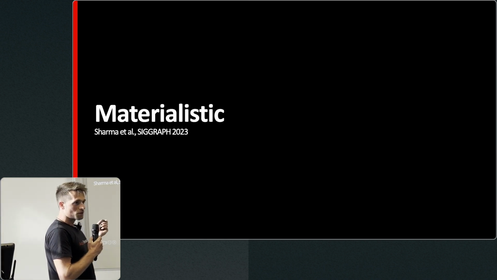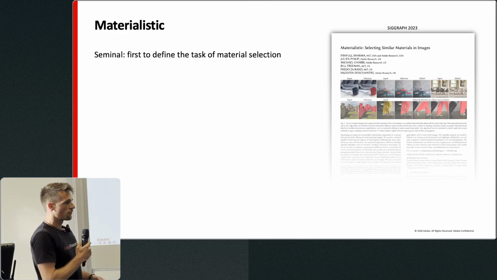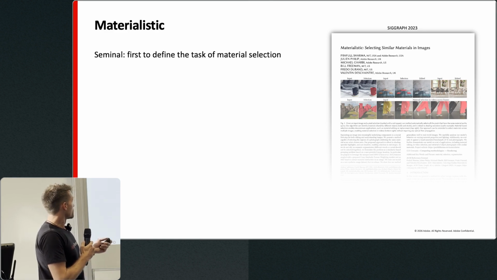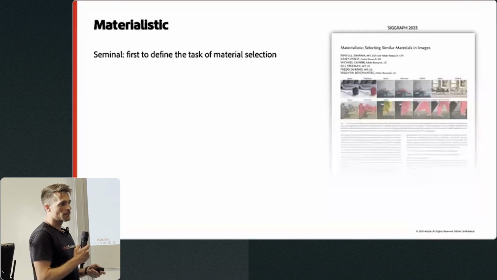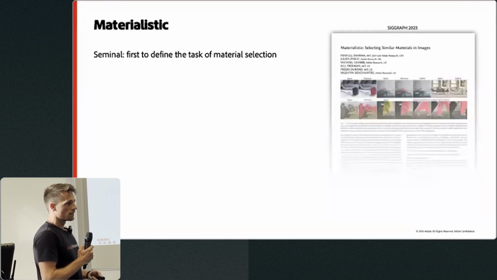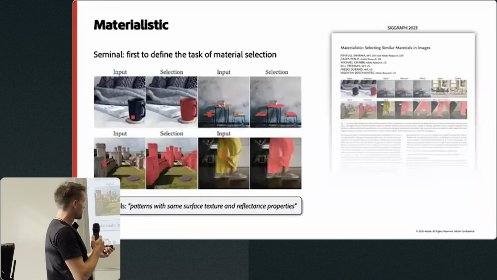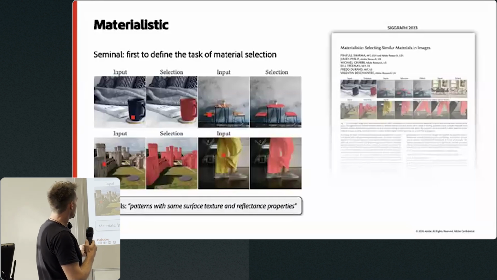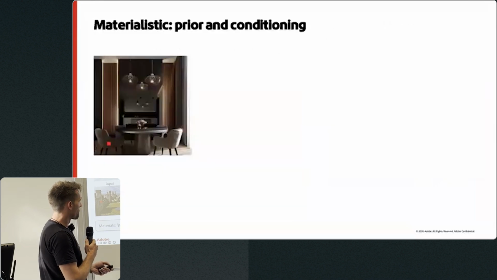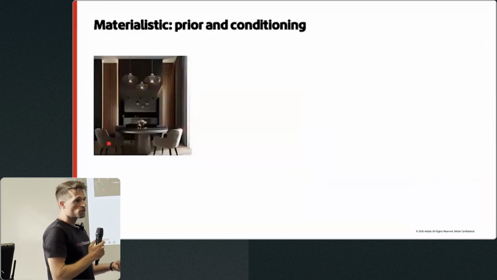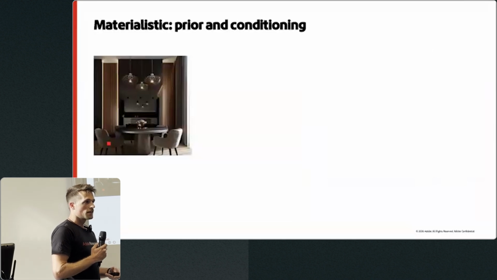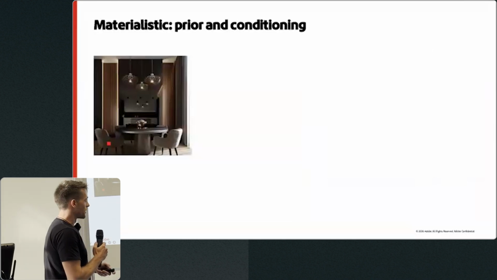All right, so this is the first paper I want to briefly outline. This is Materialistic from SIGGRAPH 23. And this was a bit seminal in the way that it defined this task of material selection using deep neural features. Again, same definition. Materials are the patterns with same surface texture and reflectance properties, regardless of shading variations. You can see it on the castle. The colors are very different, although the same material is selected here. And how this works, from today's perspective, is relatively basic, but at the time this was kind of a new thing.